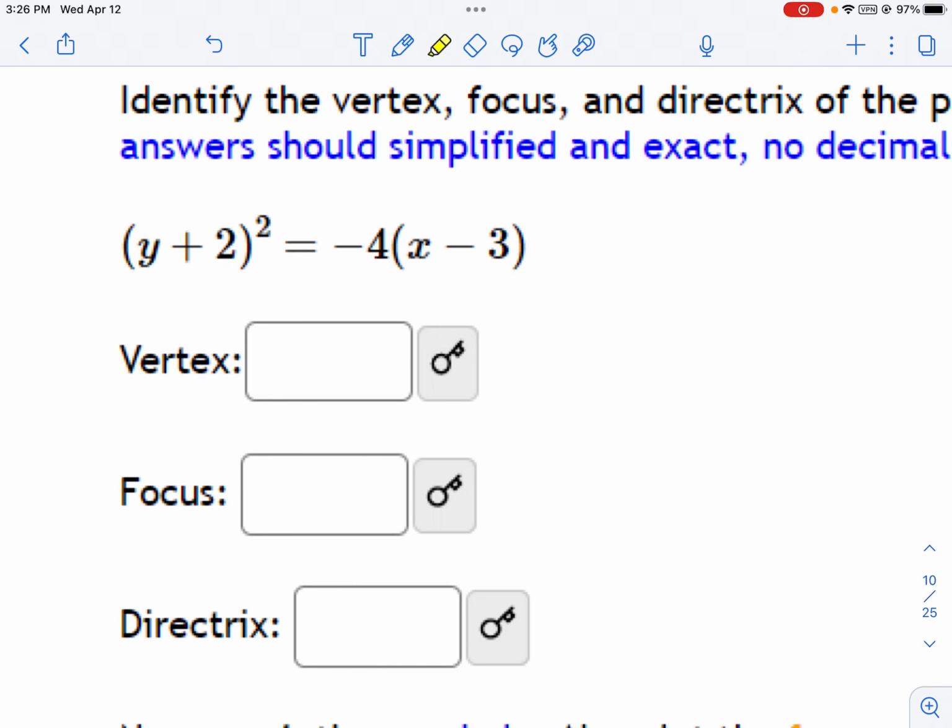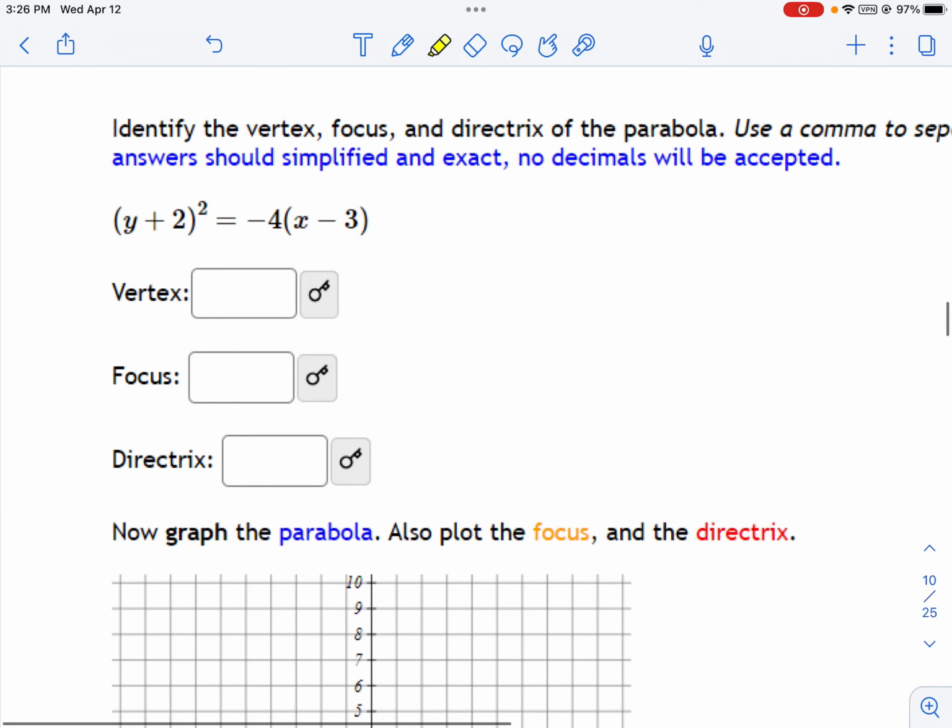So for here, we have y plus 2 squared. Now, where that square is tells you exactly what direction you're going. For this one, you're either going to the left or to the right. Now, how do we know which one it is? Left or right? We can tell by looking at our number, or the focal diameter, and that's going to be -4.